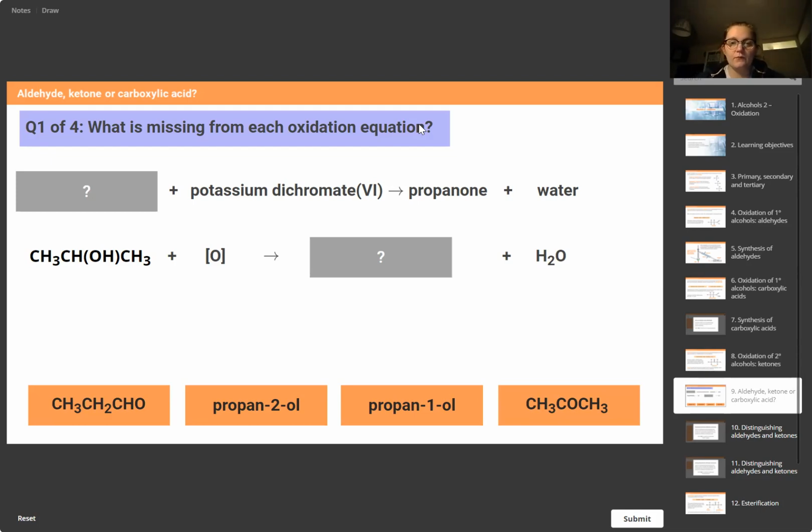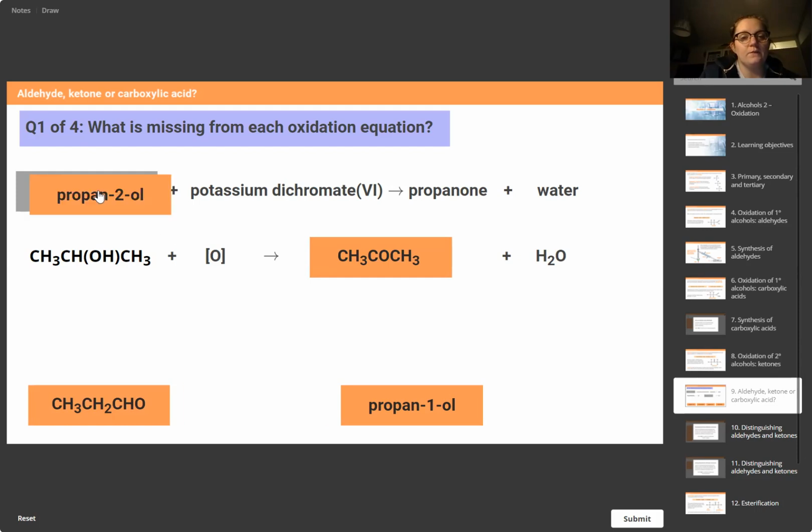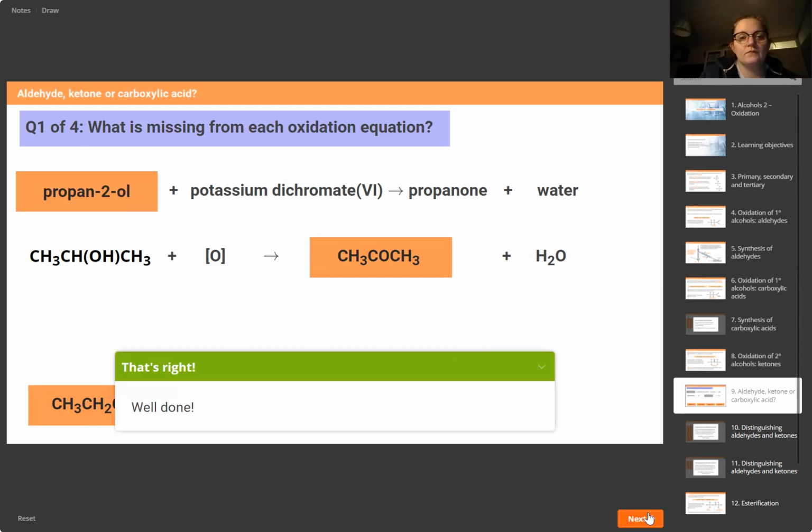So propanone, let's have a look at what our formula for propanone is going to be. Well, it's got that C double bond O in it that's not on a terminal chain. So that's going to be this one, which is going to go here. And then we've got 1, 2, 3 carbons, which lets us know that it's propanol. And now I need to decide if it's propan-2-ol or propan-1-ol. Well, we know it's propan-2-ol because of where that OH is attached.